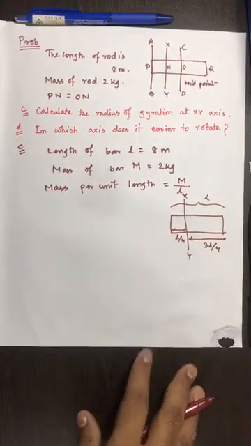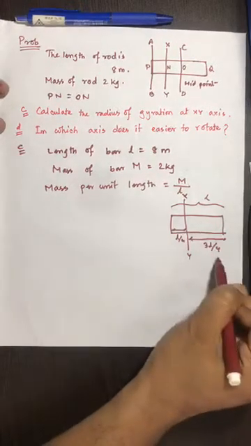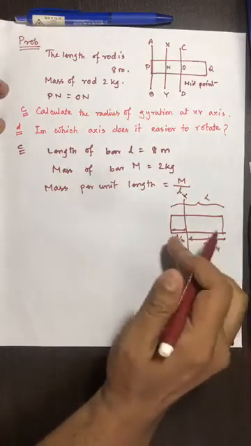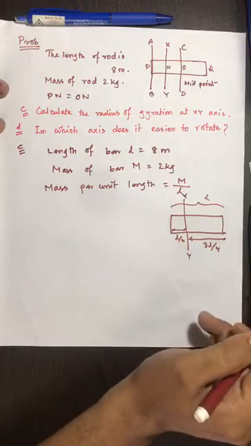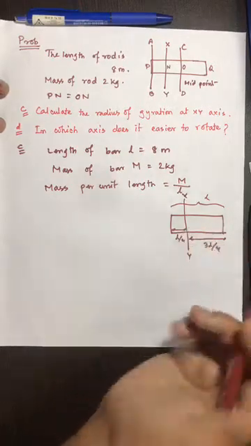So mass per unit length is M by L, and the limits go from L by 4 to thrice L by 4, because it's in an xy axis. So what can we write?